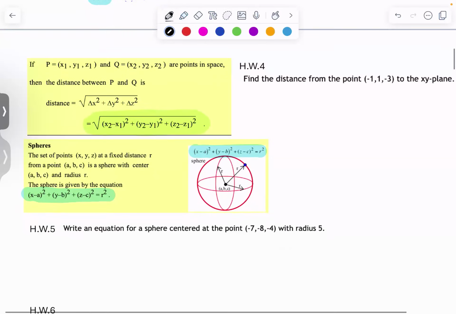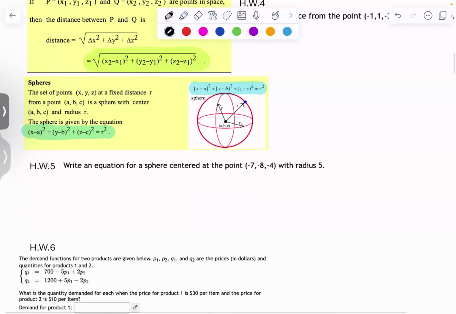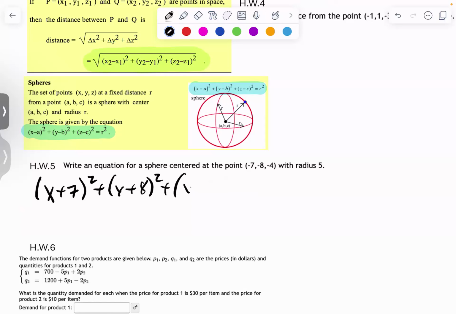So they want us to write an equation for a sphere centered at the point. Now, notice in the formula, it's x minus a, y minus b, z minus c. So that means all the signs change. So (x plus 7) squared plus (y plus 8) squared plus (z plus 4) squared, because they're all negative, equals 5 squared, which is 25, because it's r squared. And that is our sphere.